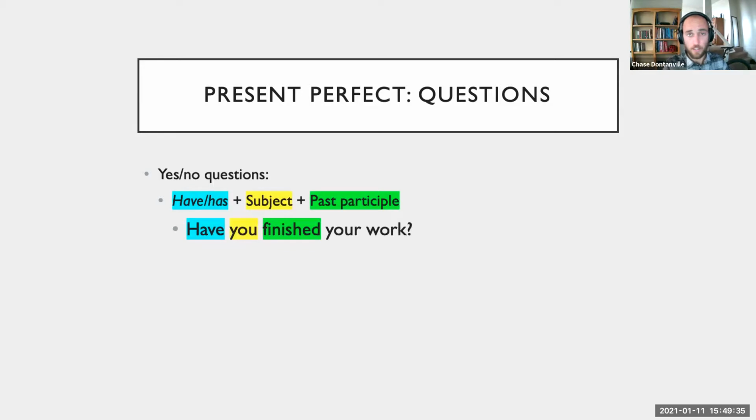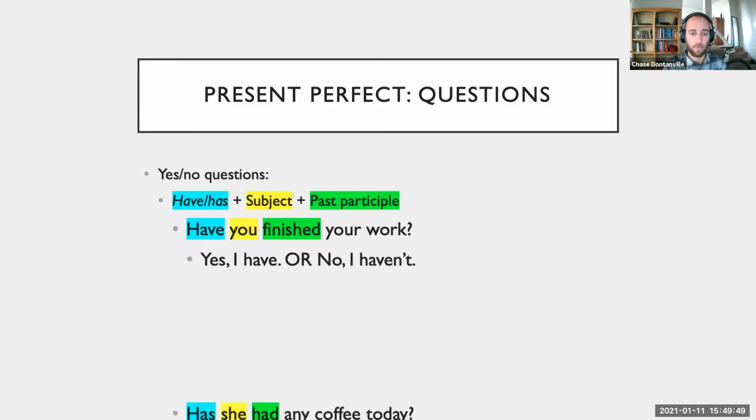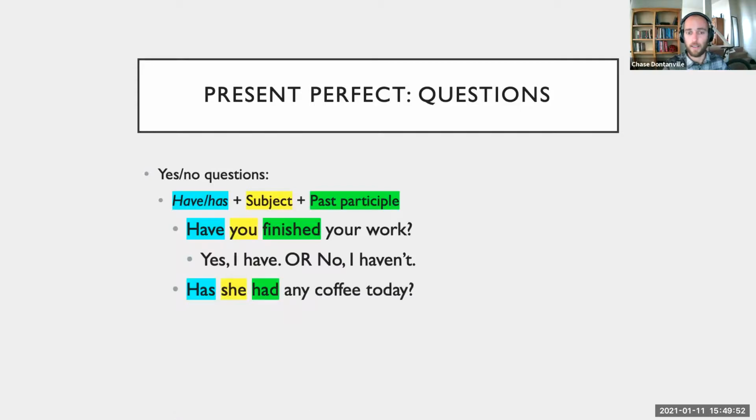Have you finished your homework, for example? So we have, and then subject you, and past participle finished. And the answer would be, yes, I have, or no, I haven't. Has she had any coffee today? Yes, she has, or no, she hasn't. Okay, so for yes, no questions, you put the helper verb first.